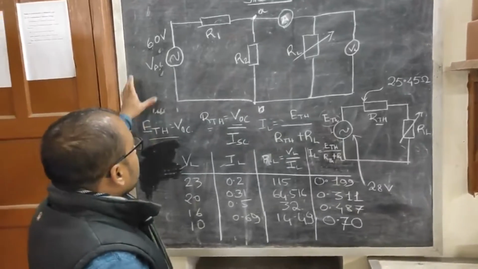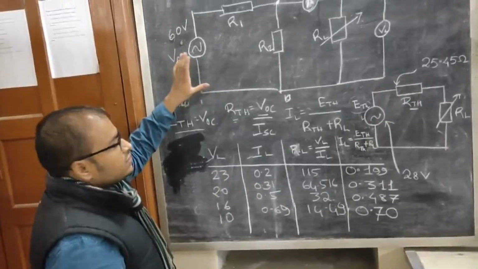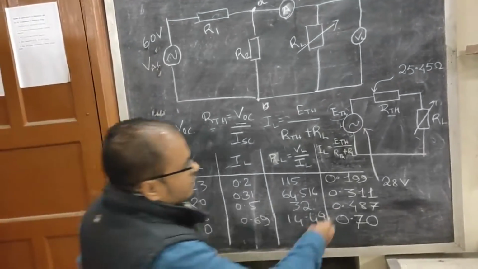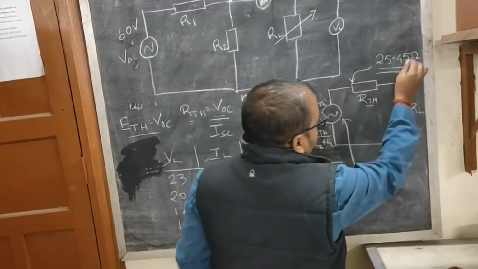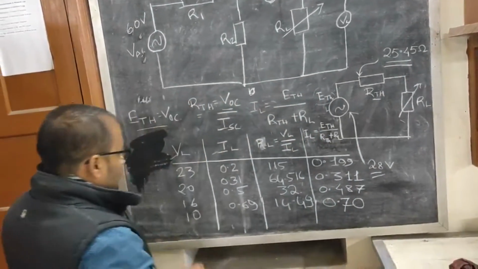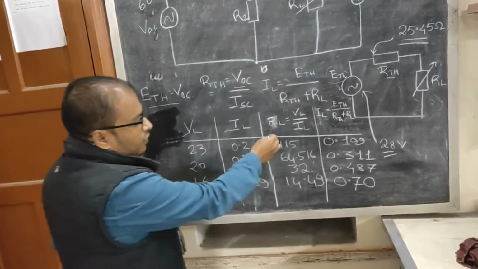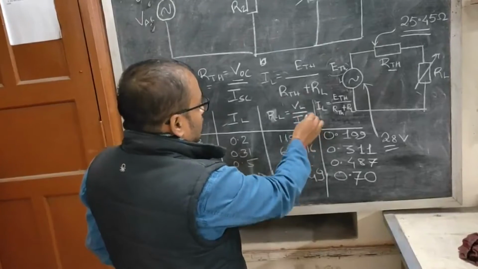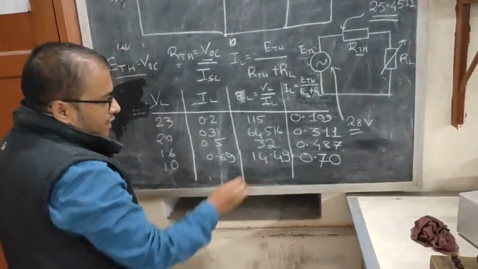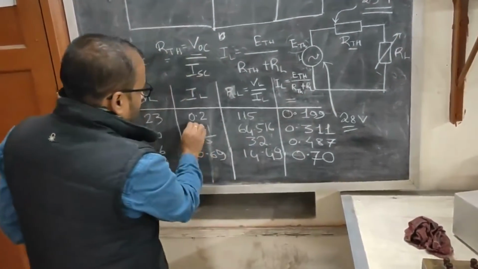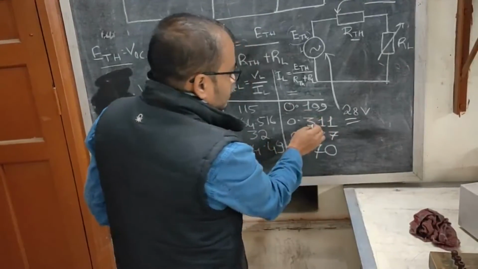After performing the experiment, we have tabulated this table, and the input voltage for the circuit, as you know, was kept at 60 volts, and E Thevenin was found to be 28 volts, and R Thevenin was found to be 25.45 ohms. So these are the measured values for the different values of resistances. As you can see here, we have found the resistance by dividing the voltage and the current. So these are the different values of resistances, and from this formula, this is the measured current, and this is the current found by using Thevenin's theorem.